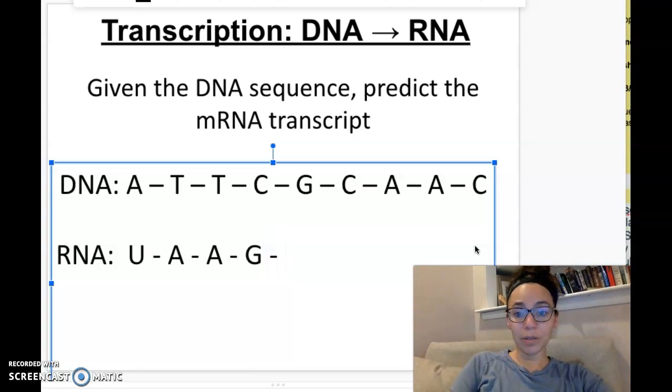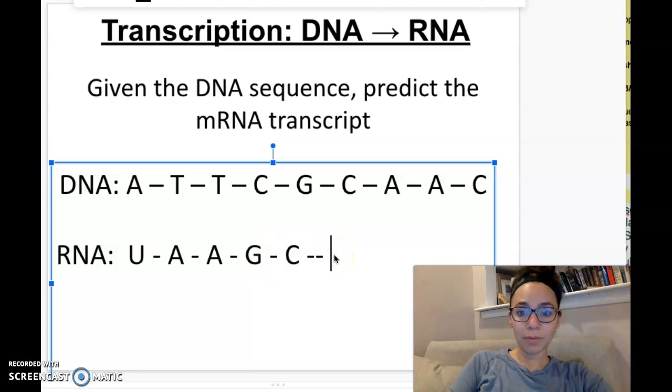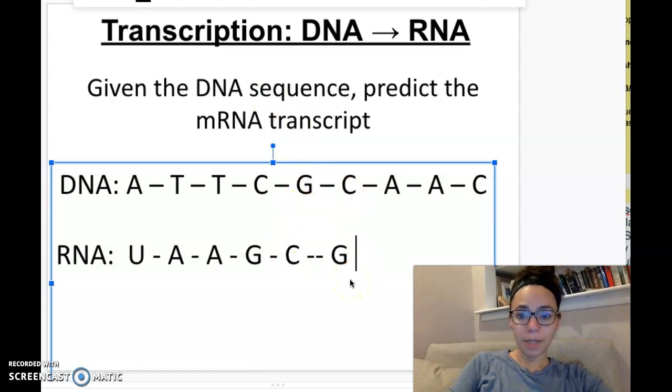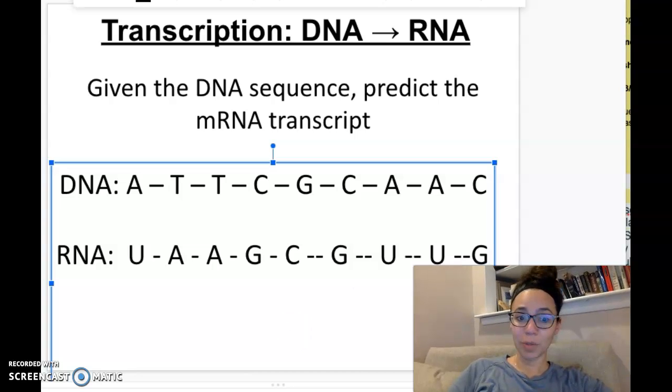Okay, so G pairs with C. I don't know why my things are not matching up here. Maybe I have to do two of them. So what did I do here? Okay, G, C, C, G. A pairs with U. A pairs with U. C pairs with G. Hope you got that right.